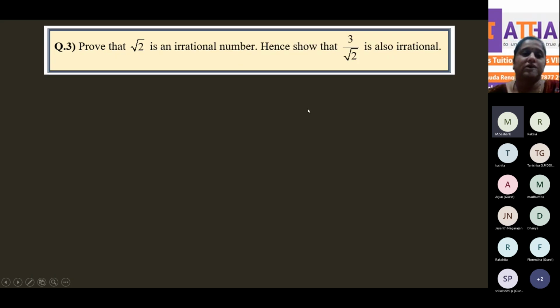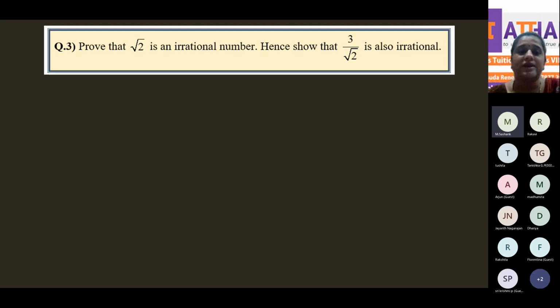Now look at this. Prove that root 2 is an irrational number. So now we know how to prove. You have only this one proof, the proof by contradiction. So prove that root 2 is an irrational number. You'll have to use this.